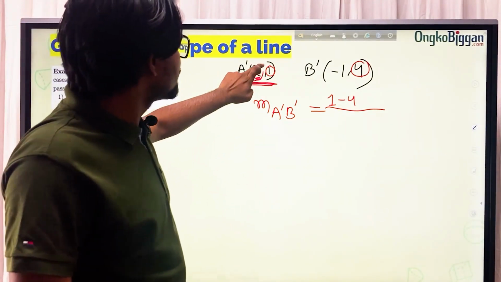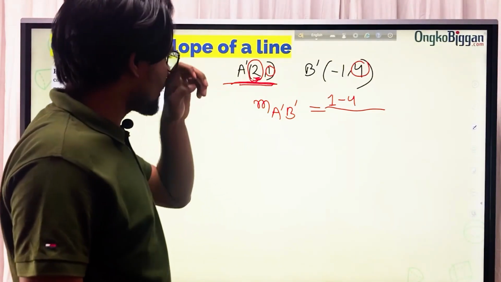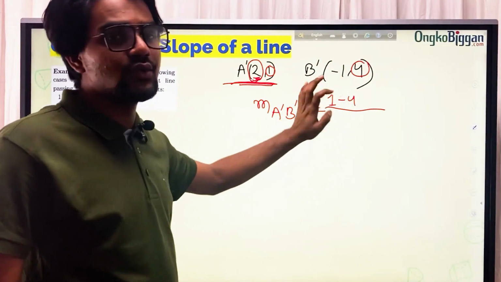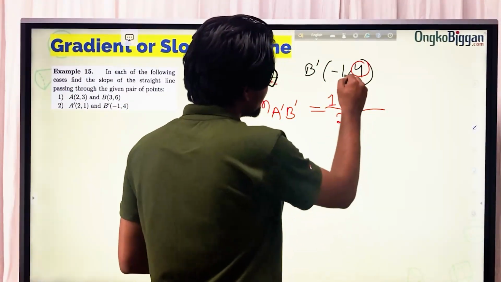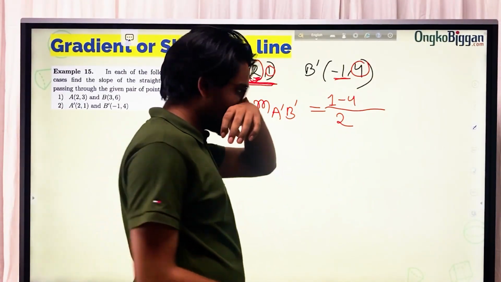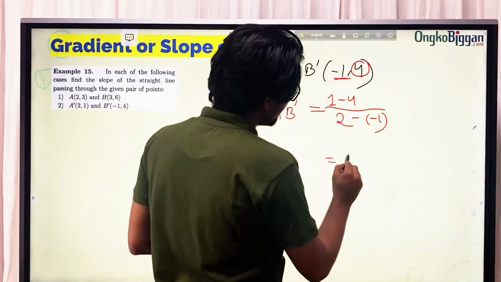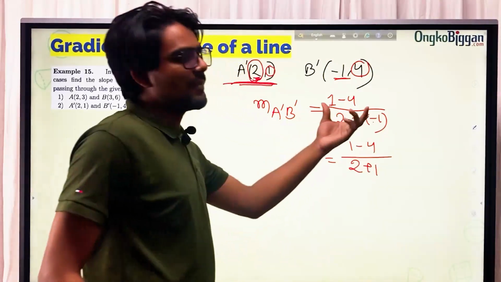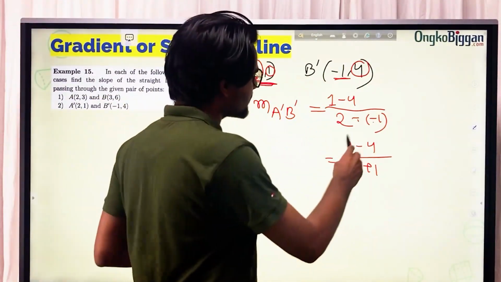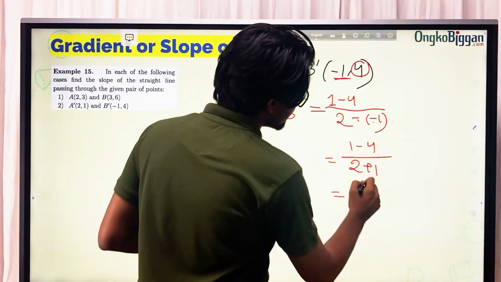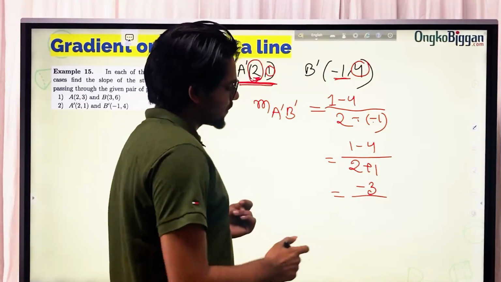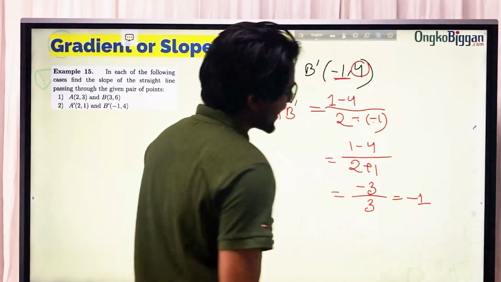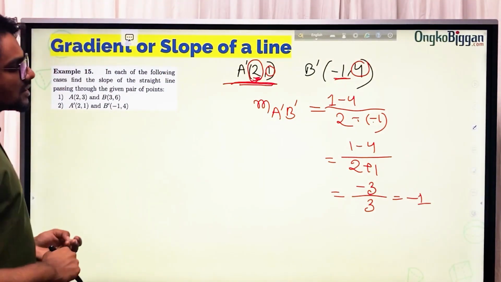Similarly, I write 2, that is the x coordinate of the point A prime, and I have written A prime first in case of y, so I'm going to do the same in case of x. So 2, and here is minus 1. So it will be 1 minus 4 over 2 plus 1, because the minus will be cancelled out by multiplication. 1 minus 4 is minus 3, and 2 plus 1 is 3. So I get the slope of the line, minus 1.